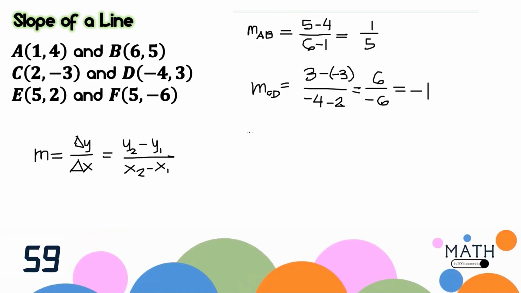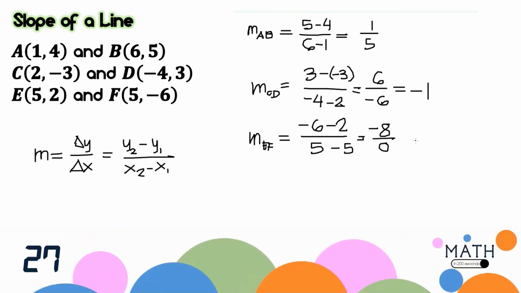Now for the last pair, same process, points E and F. You're just going to pick which point is considered your first point and second point. Again, let me use F as my second point. So you have y sub 2 is -6 minus 2, that's our y sub 1, over our x sub 2, which is 5, minus 5 here. So you will have a situation in this manner. You will have -8 over 0.